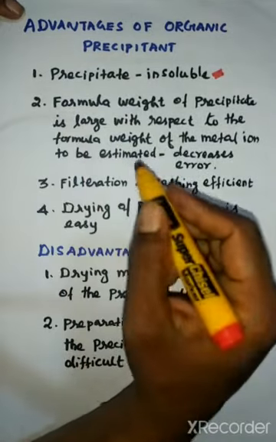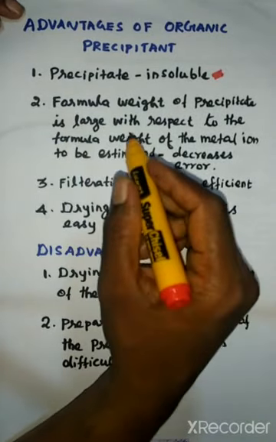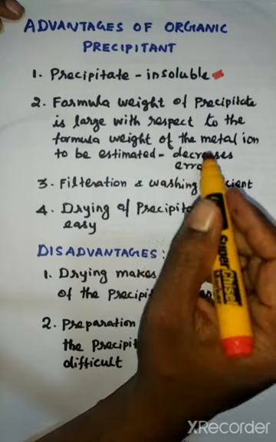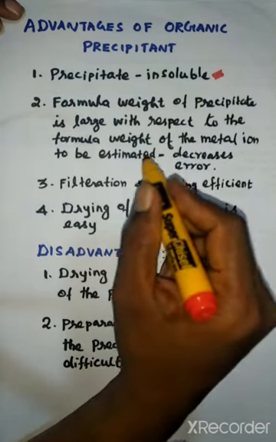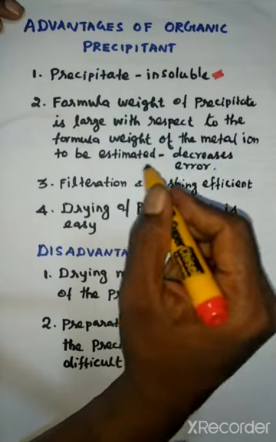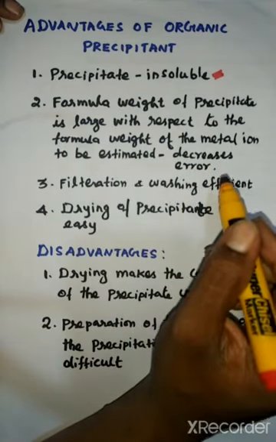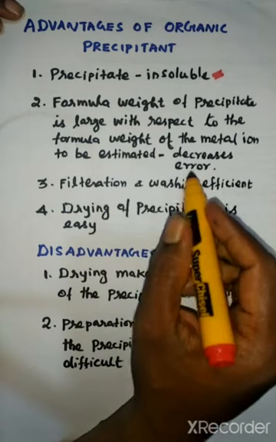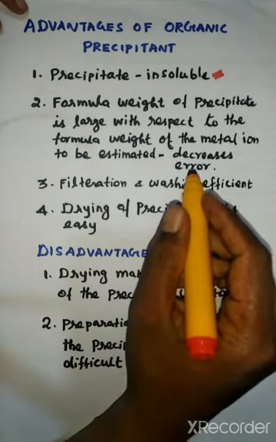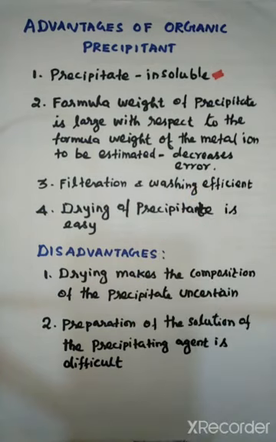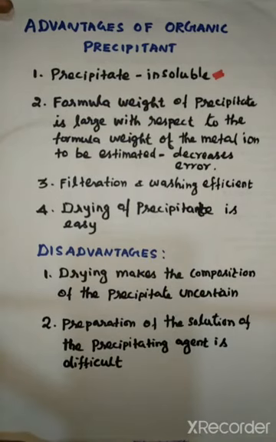Then the second one: the formula weight of the precipitate is larger with respect to the formula weight of the metal ion to be estimated, so that there is decreasing of the error. If the forming precipitate is heavier in weight, then the error is decreasing.